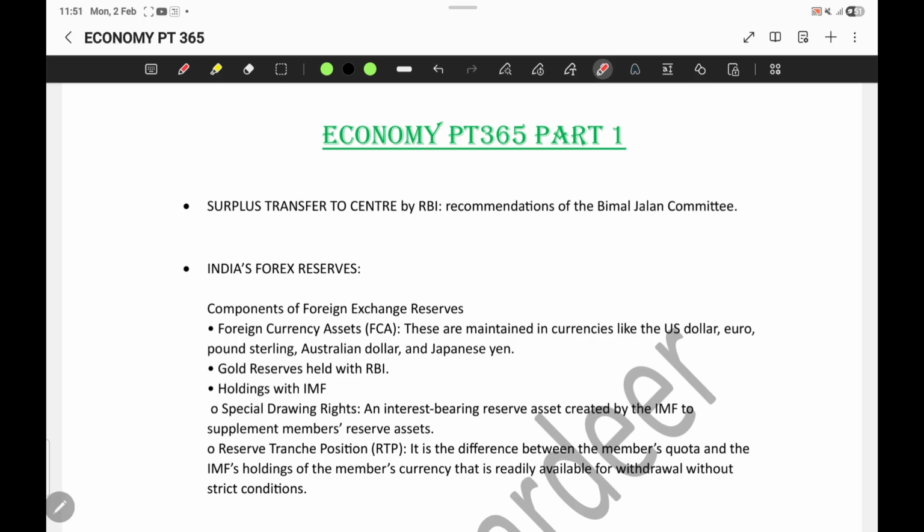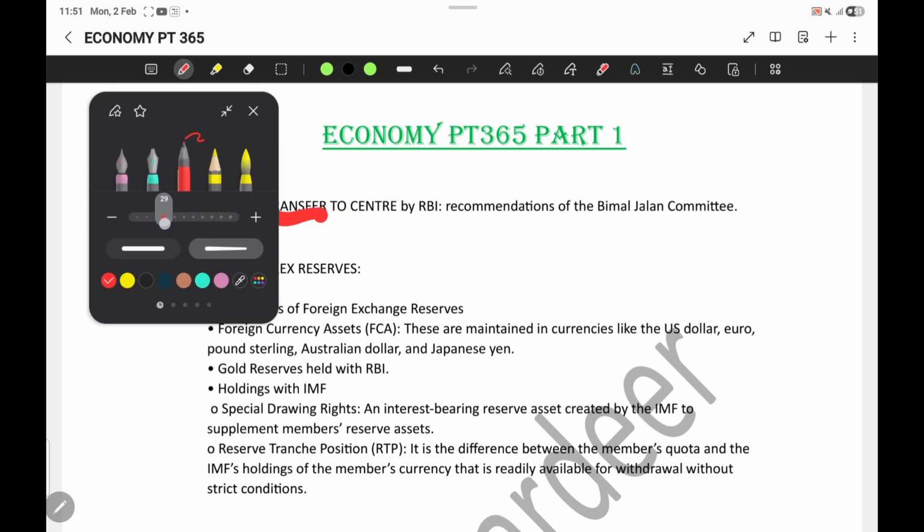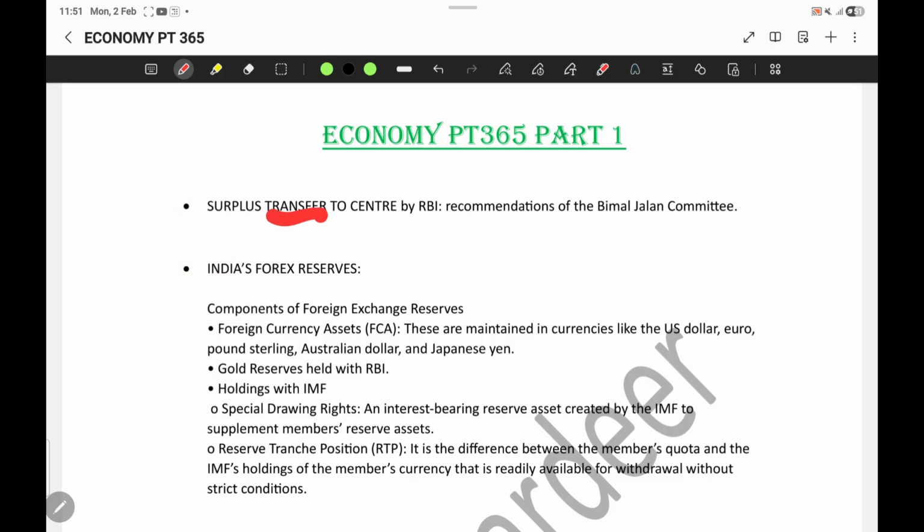So the first topic is surplus transfer to the Centre by RBI. What is surplus transfer? The RBI collects revenues, and where there is a surplus in the revenue, this revenue has to be transferred to the Centre. Let me micromise this.